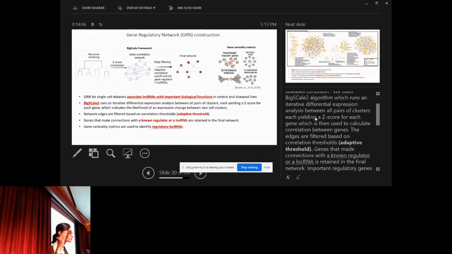That means you're looking at the top 5% or top 10% correlation values rather than being restricted to a fixed correlation value. And then finally, any gene that makes a connection with the lncRNA or neurotranscription factor remains part of that network. And we use gene centrality metrics such as PageRank centrality, degree, betweenness, and closeness as features to understand essential nodes in that whole network.